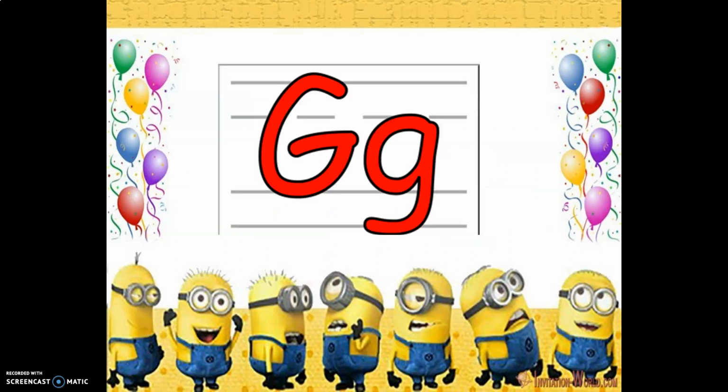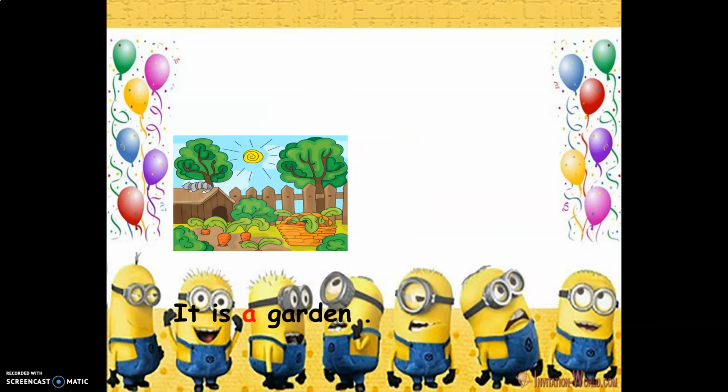Capital G, small g. And the sound is g, g, g, g. Okay? So what is this? It is a garden, حديقة.